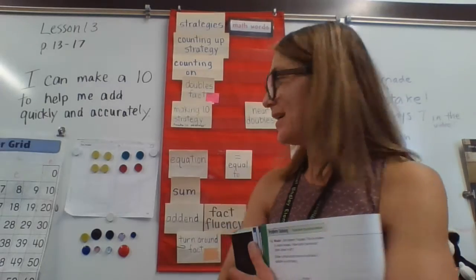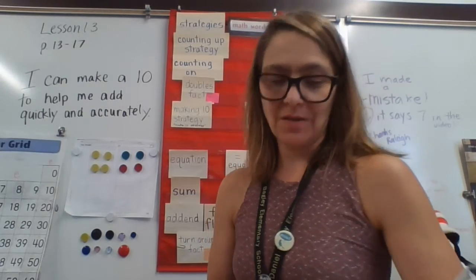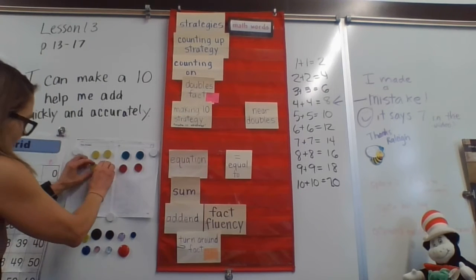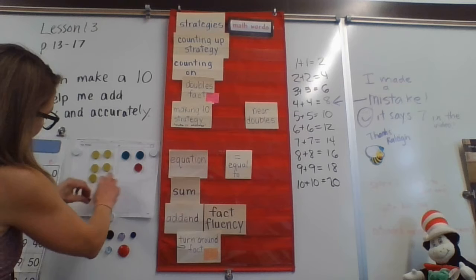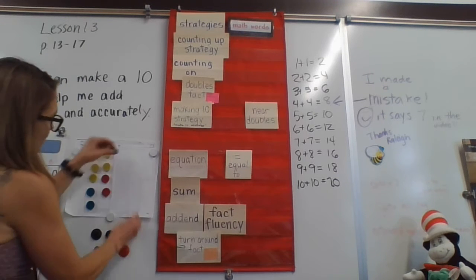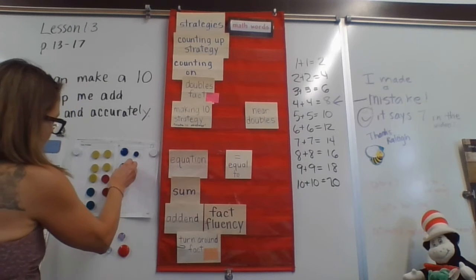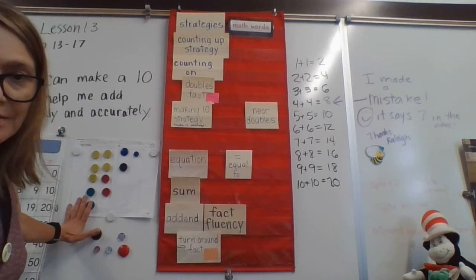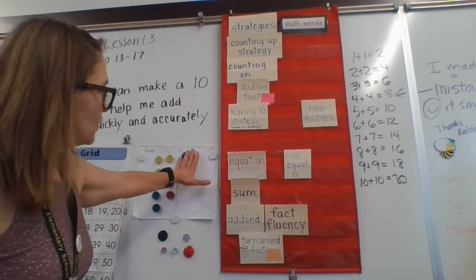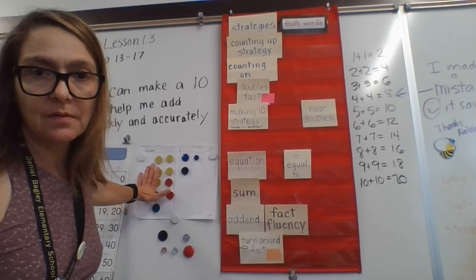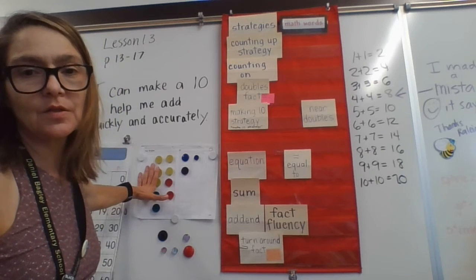Okay, welcome back, and we are going to look at the solve and share, and the solve and share asks us how we can use 9 plus 3. So here we have 9, and here we have 3. And when you're using your 10 frame, you are going to move some of the counters to make a 10, just like the strategy is telling you to do.